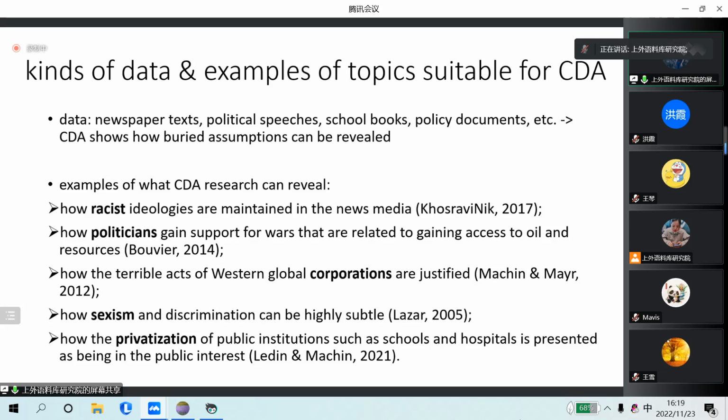Another very interesting number of studies look at the privatization of public institutions such as schools and hospitals. When something like this happens, it's not actually in the interest of people. It's in the interest of making these institutions more profitable, so money can be made. It's not in the public interest. So Leiden Imagine looked at that.